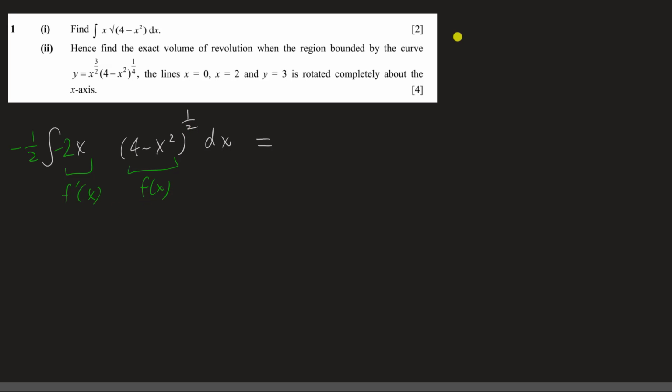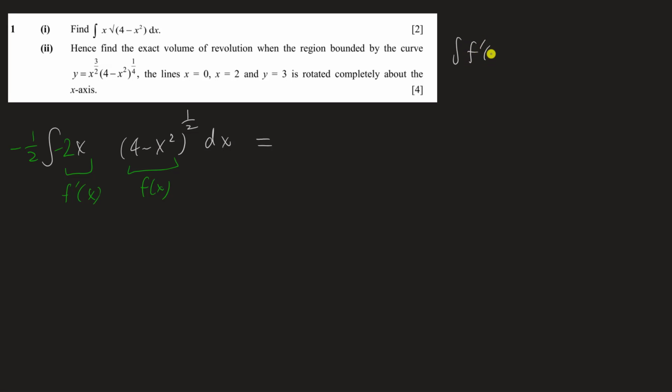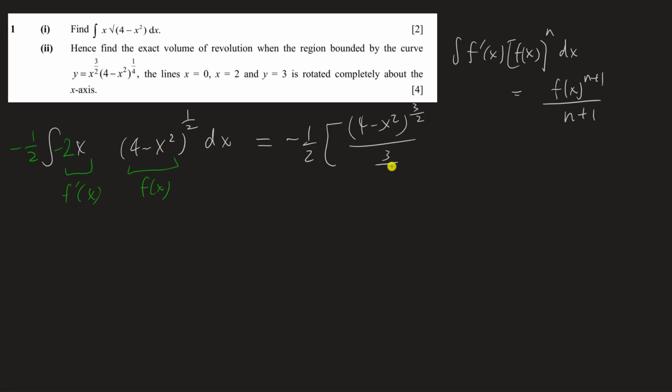So let me just write what I said here. Integrate f prime x, f(x) to the power of n, we'll get f(x) to the power of n plus 1 over n plus 1. This will give us negative half, f(x) power plus 1 divided by new power, plus c. Clean this up, I'll get negative (4 minus x squared) to the power of 3 over 2, over 3, plus c. 2 marks when we're done.